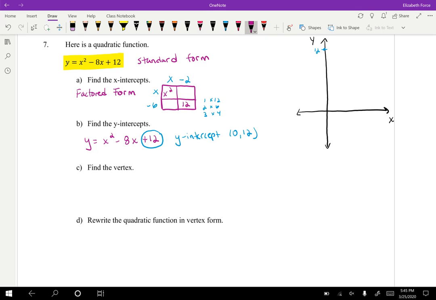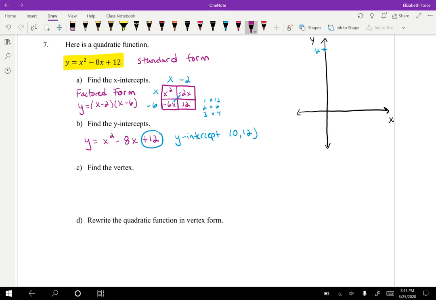And let's just double check it. Negative 6 times x is negative 6x, and then negative 2 times x is negative 2x, and these will definitely combine and give me that middle negative 8. So I know that in factored form, this would be my function: (x minus 2)(x minus 6).